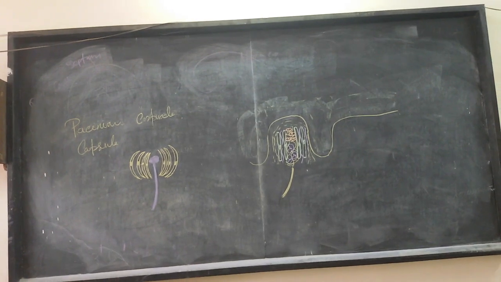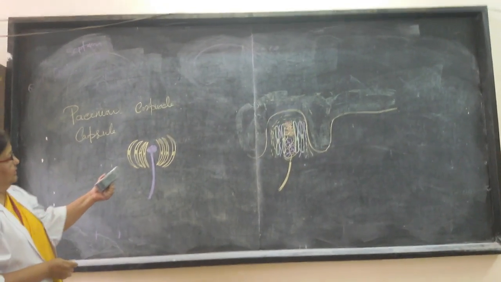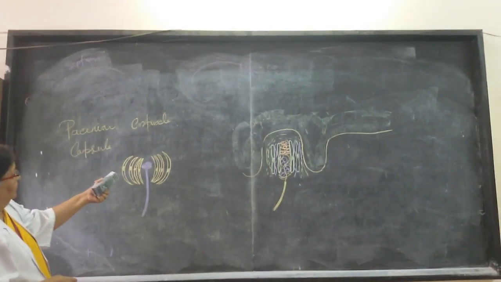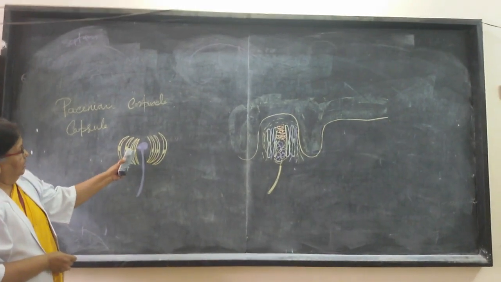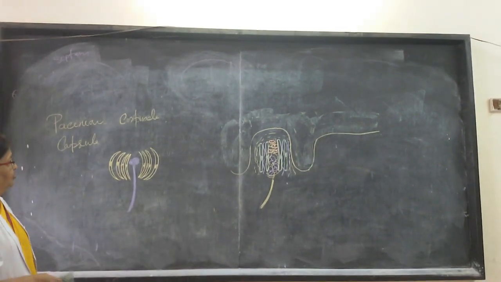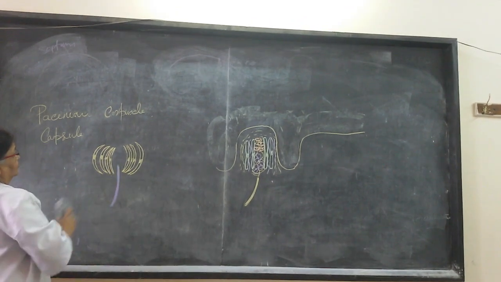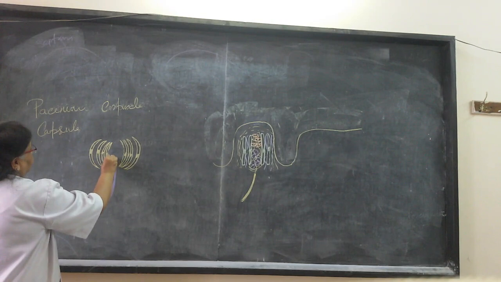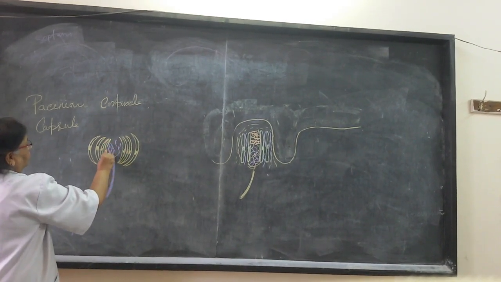The organ of Ruffini and end bulb of Krause have almost similar structure. The only difference is in the central core: the nerve terminal, instead of forming a knob, forms a plexus inside. It branches and rebranches like this. Plexus.